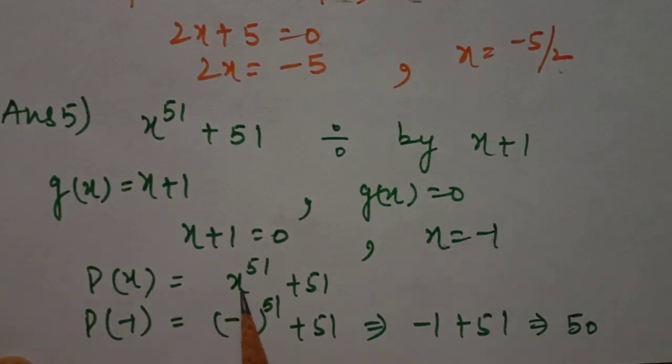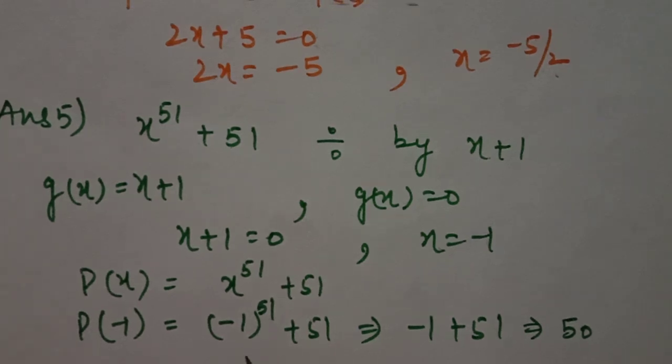P(x) is equal to x raised to the power 51 plus 51. Then we will replace x with minus 1 on both sides. Minus 1 raised to the power 51 means when we multiply a negative number an odd number of times, it gives us a negative result.